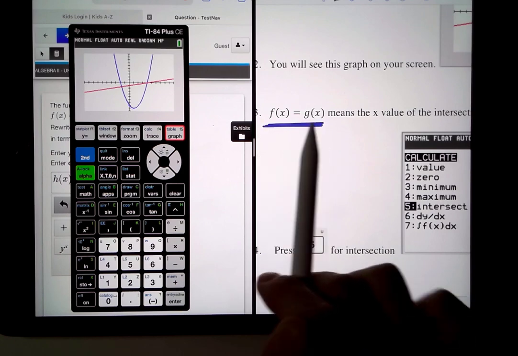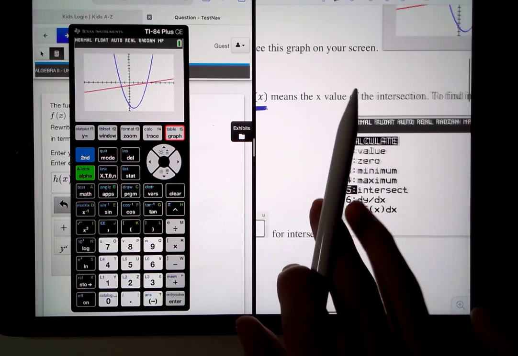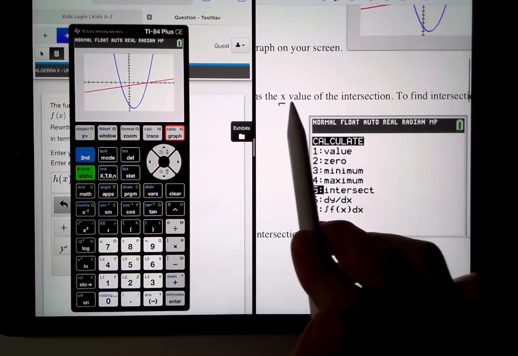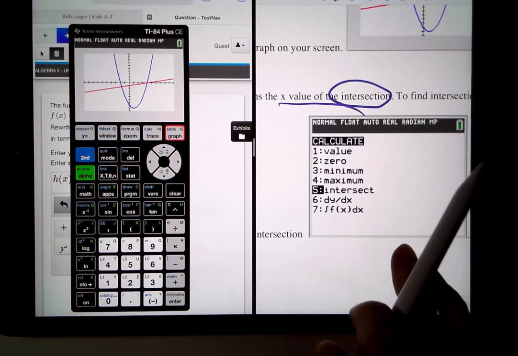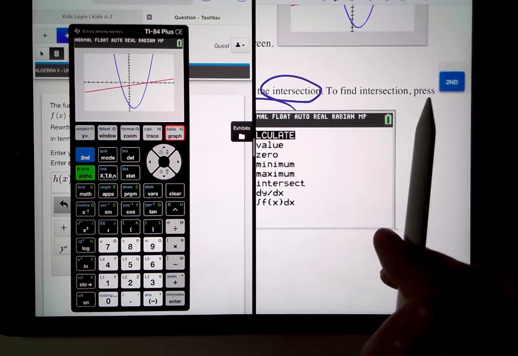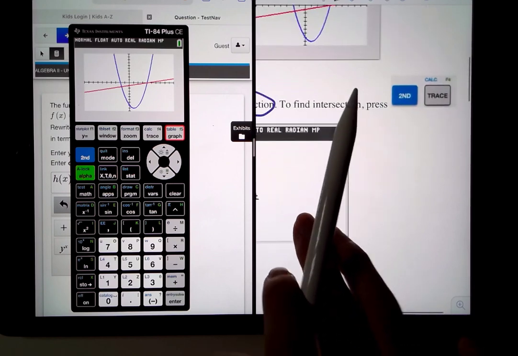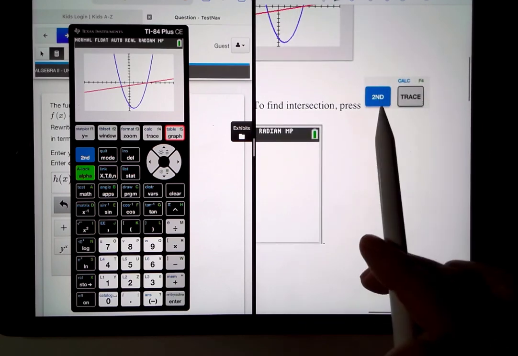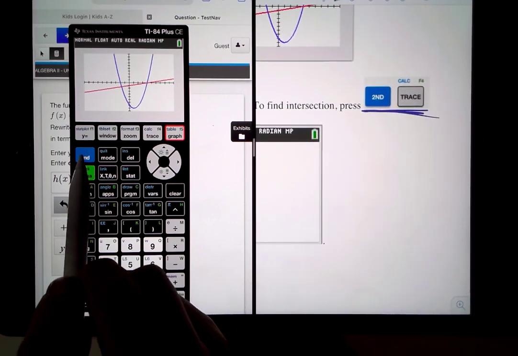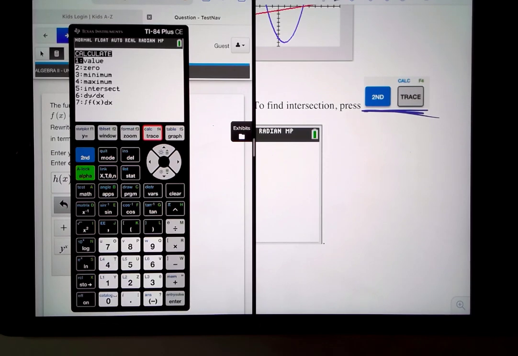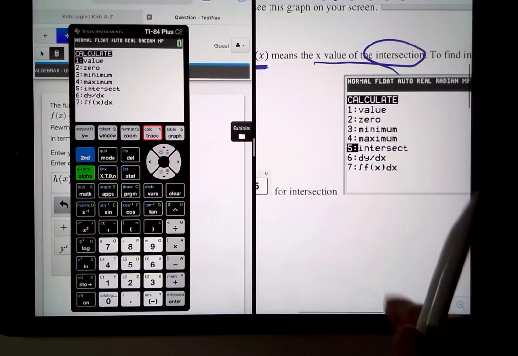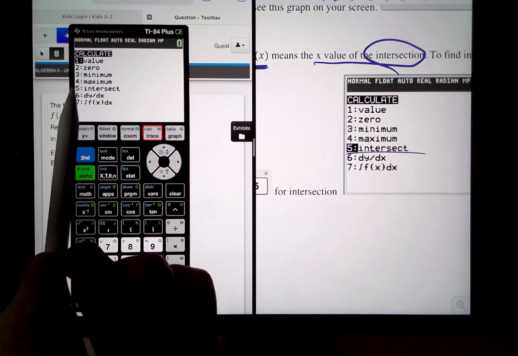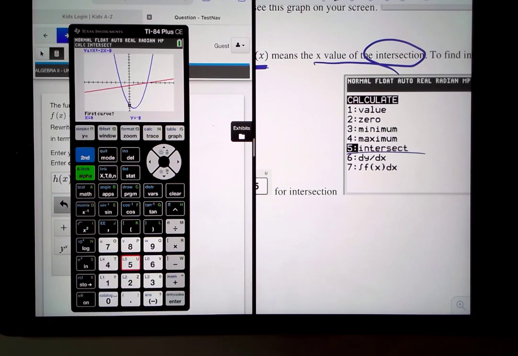f of x equals g of x means the x value of the intersection. So we want to find the intersection. To find the intersection, press second trace. This is second trace. So I'm going to do second trace, right? And we want to find intersect, so you press 5, right?